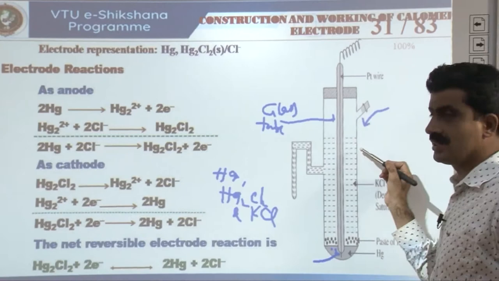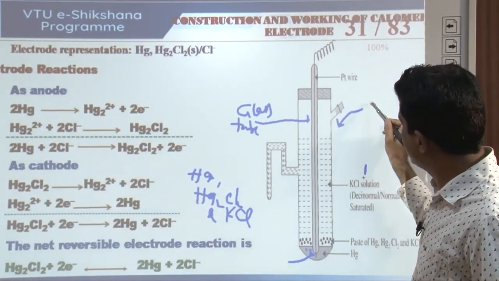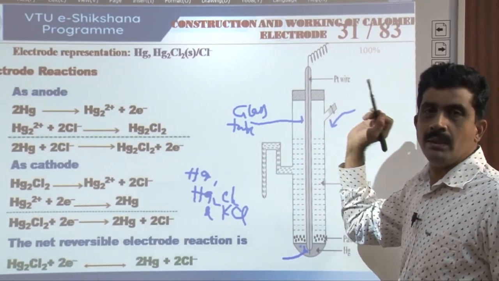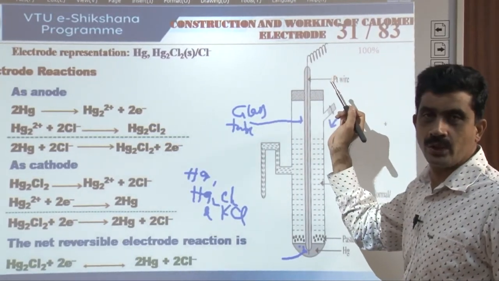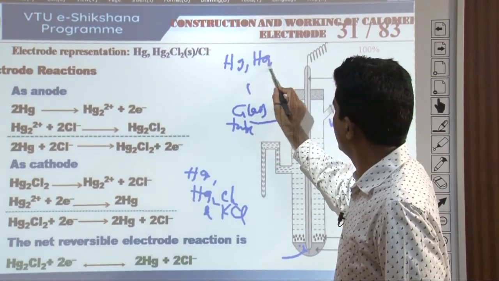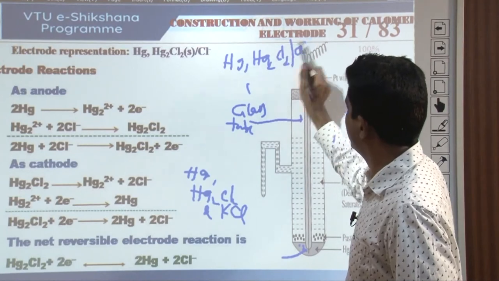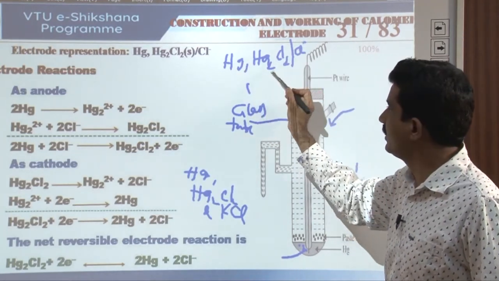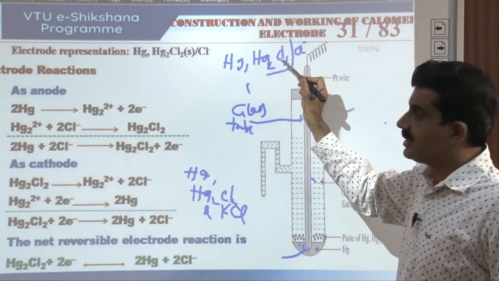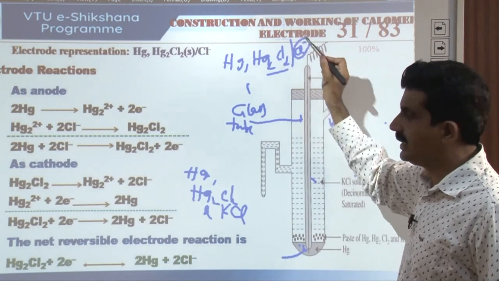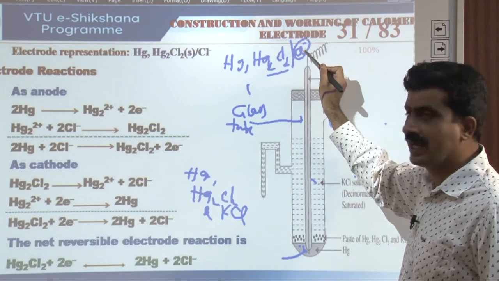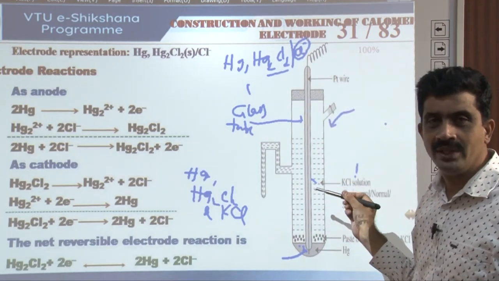From here the electrolyte is introduced. So, the electrolyte is KCl, as I have already told. This is an example of a metal insoluble salt electrode, Hg2Cl2, Cl minus. A metal, mercury, is in contact with its insoluble salt, mercurous chloride, and this is in contact with a solution containing the anion of the salt used. The anion of the salt is Cl minus, and here we use KCl as the electrolyte.